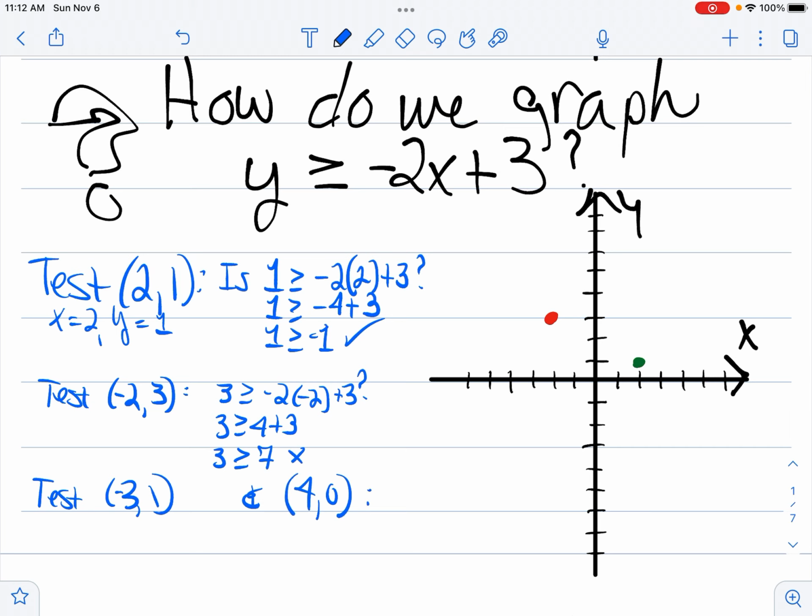Okay, so from -3, 1, we have 1 greater than or equal to -2 times -3 plus 3, so 1 greater than or equal to 6 plus 3, 1 greater than or equal to 9. And that is, again, not true. So that's not going to be a solution. So negative 3, 1 is right there.